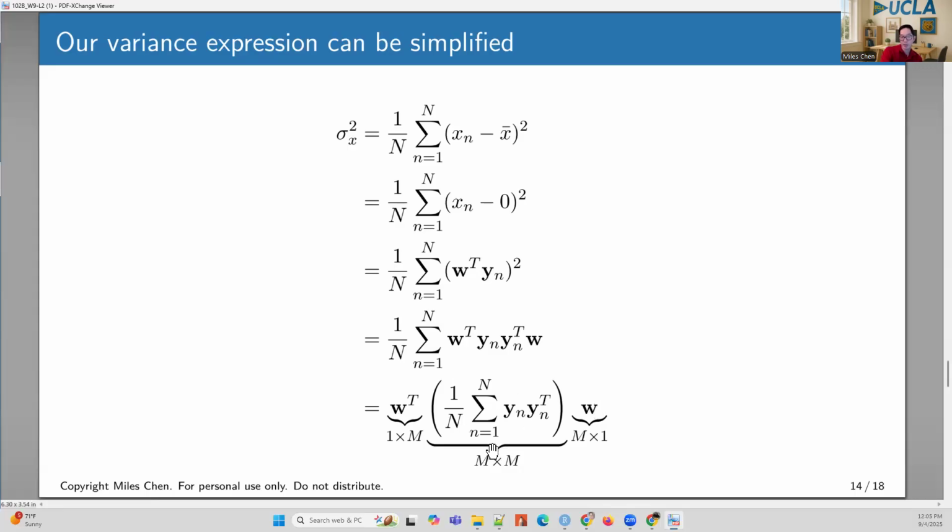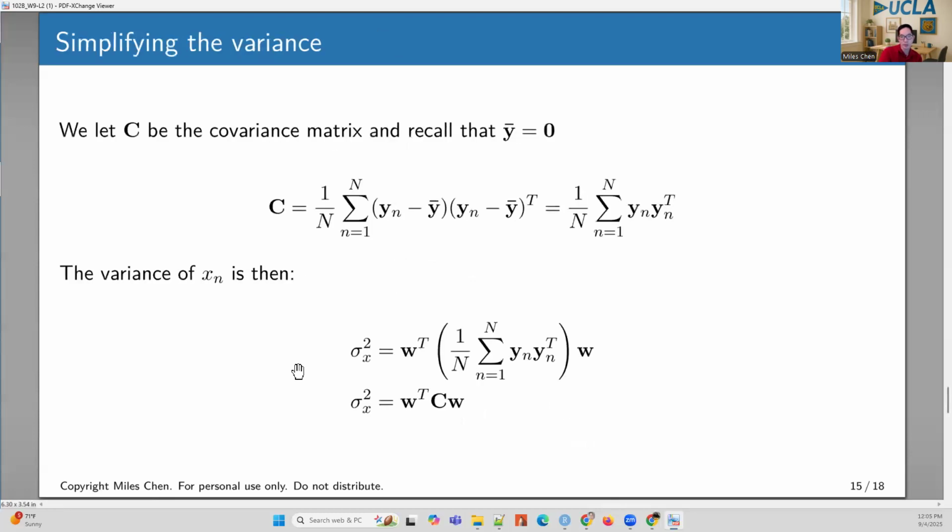This is going to be an m by m matrix, where each y is m by 1 and w transpose is 1 by m, so the entire product is going to be a 1 by 1 scalar. What I want to do is find the w that's going to maximize the resulting expression. This component in the center, this m by m matrix, is just the definition of the covariance matrix of y. The definition of the covariance matrix is y minus the mean, times y minus the mean, transpose.